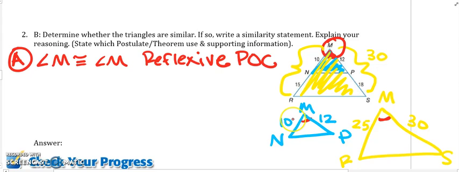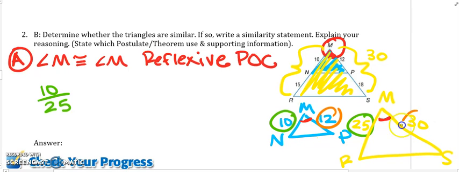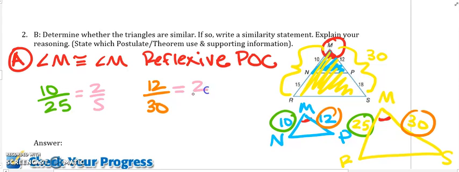And now let's talk about our sides. So I'm going to take 10, and 10 is the smaller, so I'm going to put it over the smaller. Don't count on it always being on the same side. Sometimes it might alternate, so you've really got to look for that smaller with smaller, bigger with bigger. And that just makes sense. And then 12 with 30. So I have 10 over 25 and 12 over 30. And if you use your calculator, both of those reduce to 2 over 5.